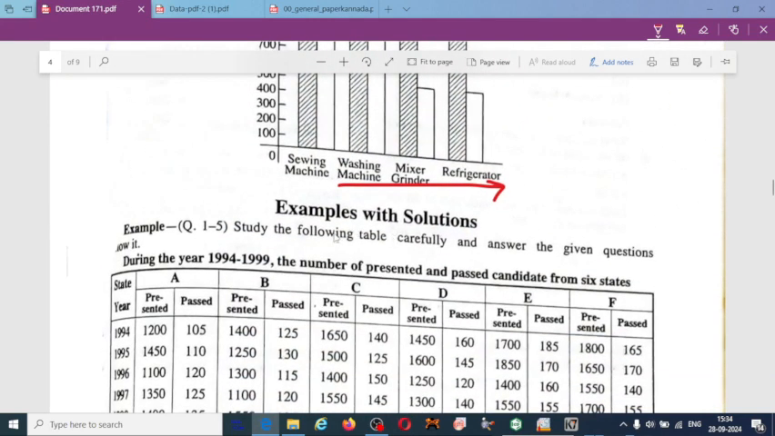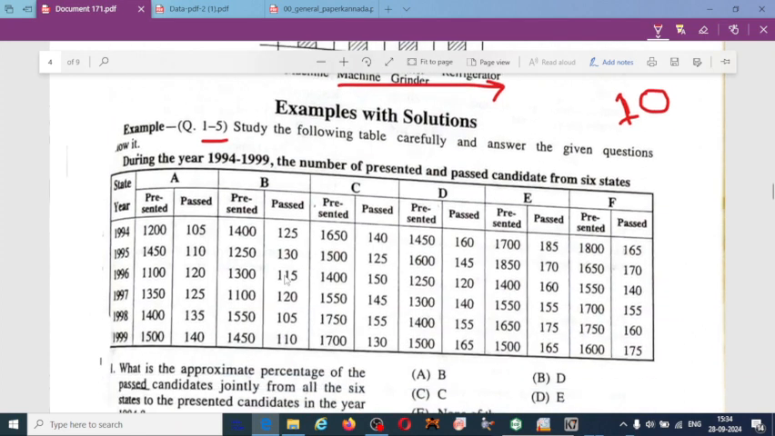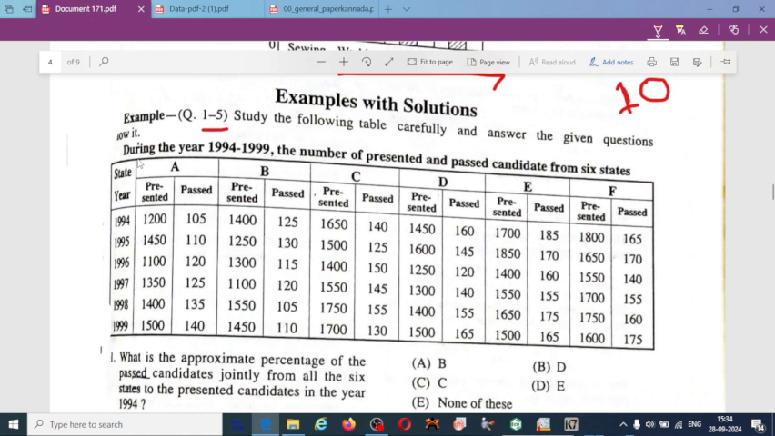So let us solve the complicated one here. If you see your exam, the data is going to be given and 4 to 5 questions are going to be asked. For that you will get maximum 10 marks for data interpretation itself. So you can easily cover 10 marks once you understand the question and solve the problem. Let us deal with the first question. Here they have given some numerical data in this table. During the years 1994 to 99, the number of presented and passed candidates from 6 states.